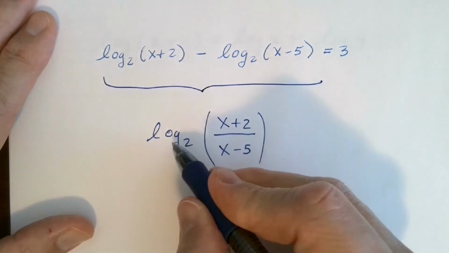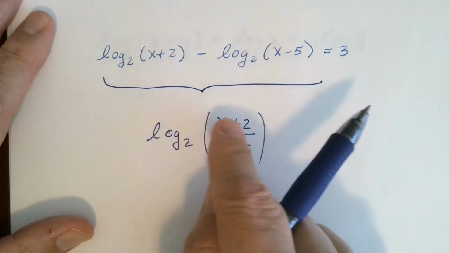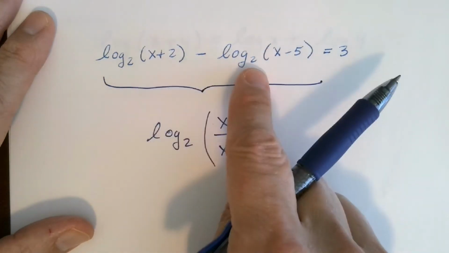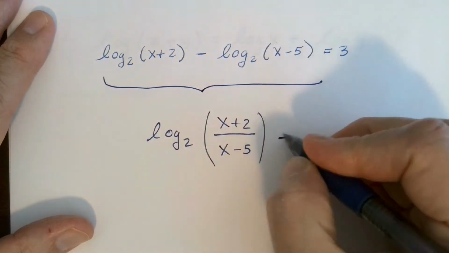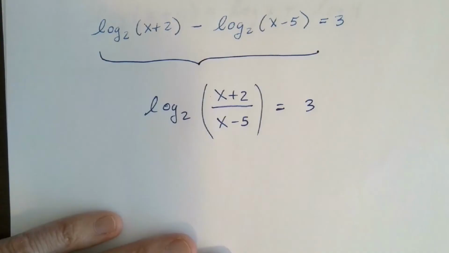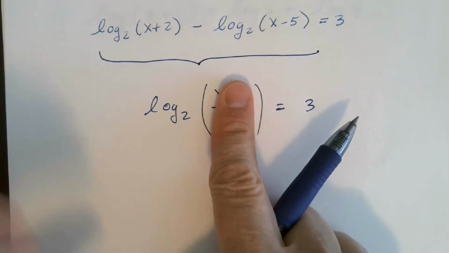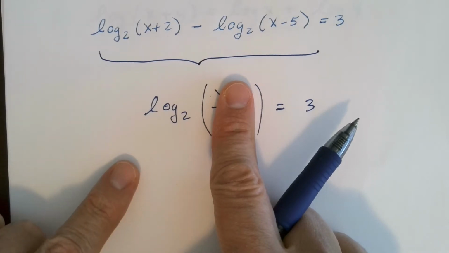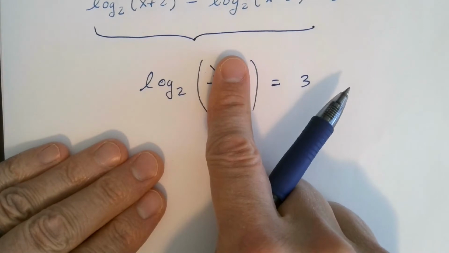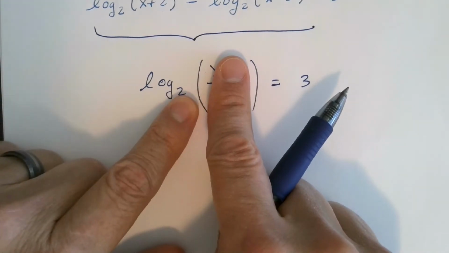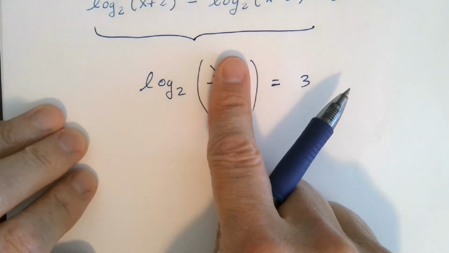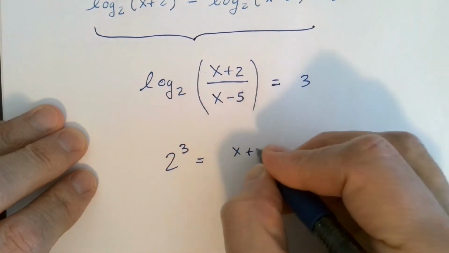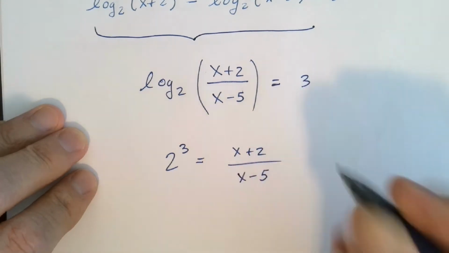And the reason I can do this, remember, logarithms are exponents, and when I'm dividing like bases to different powers, what do I do with the exponents? I subtract them. Okay. And this is still 3. So now I've got a single logarithmic expression equal to 3. Log base 2 of something is 3. So what is the exponential form of this logarithmic equation? The base is 2. The exponent on the base is 3. So 2 cubed is x plus 2 divided by x minus 5.